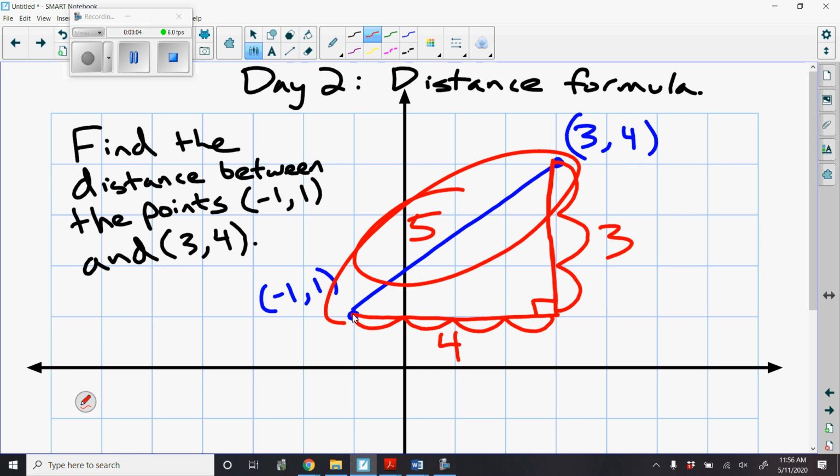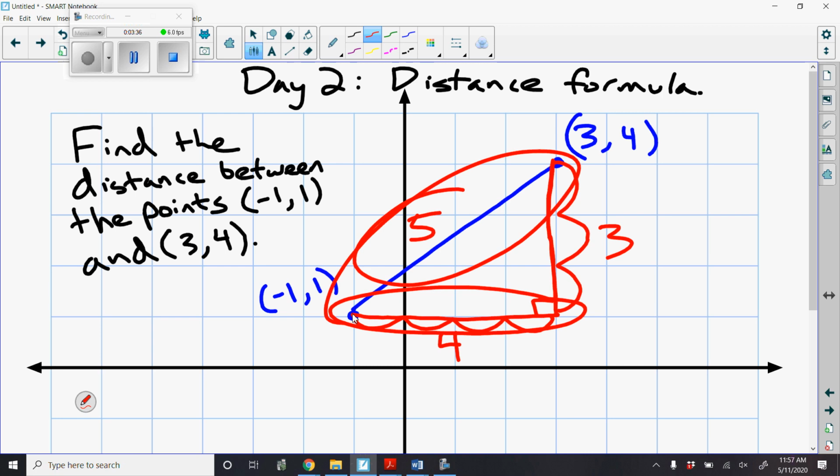So coordinate planes make it really easy because we can always change it into a Pythagorean theorem problem. My question is, how can we still use this Pythagorean theorem without having to draw the picture or count the spaces? Okay, so let's talk about that real quick. I want to show you how you can get that 4 and that 3 in a little bit easier form.